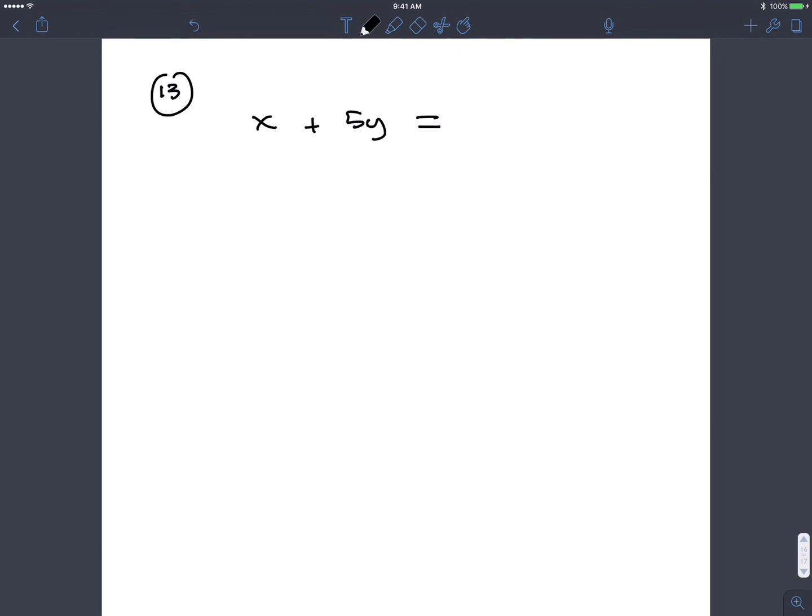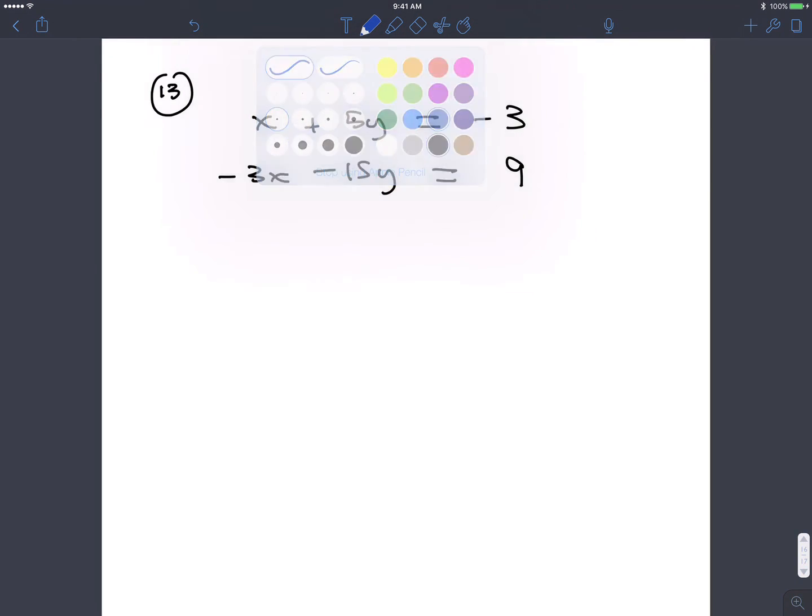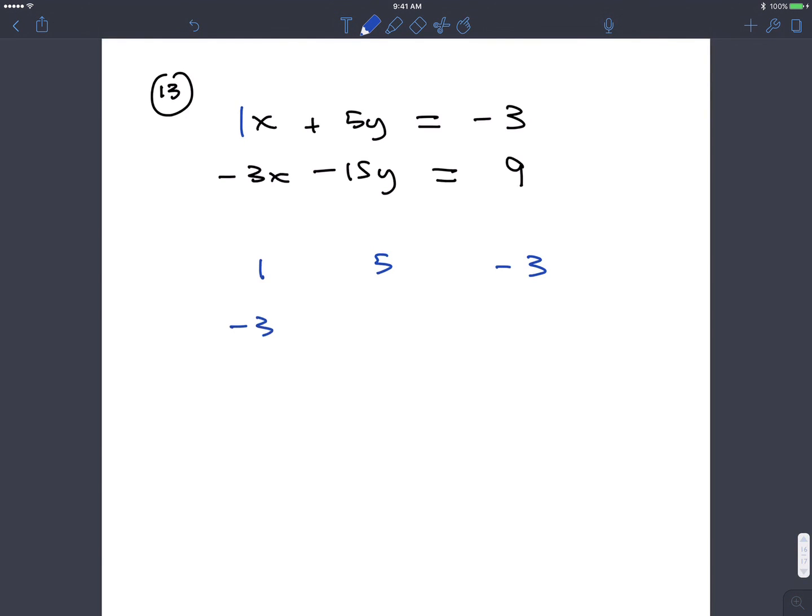X plus 5y is negative 3. Negative 3x minus 15y is 9. So let's create our augmented matrix. Remember, there's a 1 here. So we get 1, 5, negative 3, negative 3, negative 15, 9.